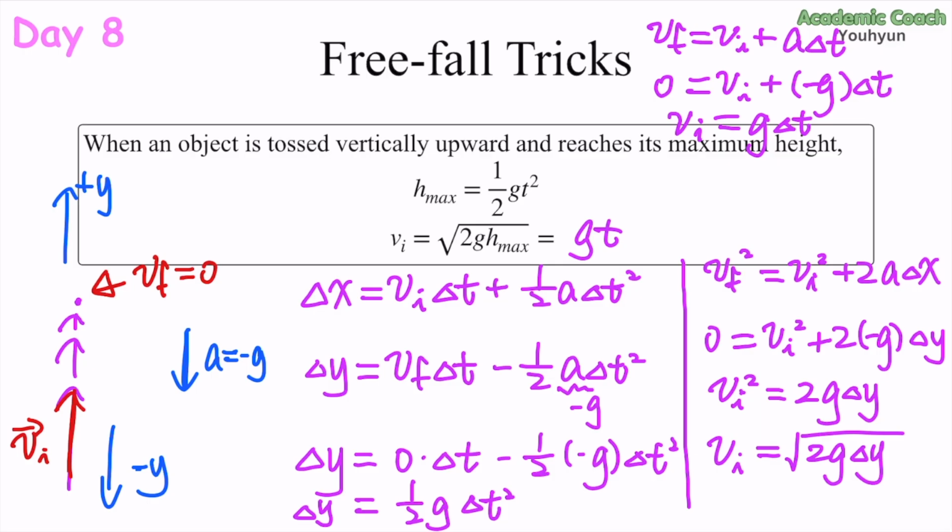Just remember that these free fall tricks can only be used when an object is tossed vertically up and when it reaches its max height. So its final state is max height, and its final velocity is 0. That's the condition to use these free fall tricks.